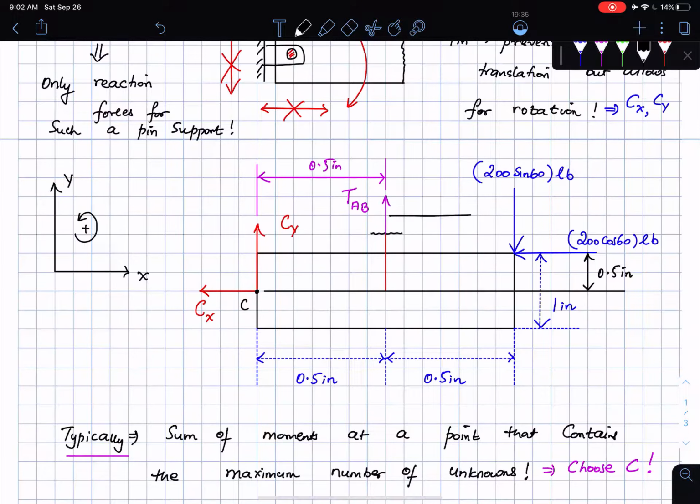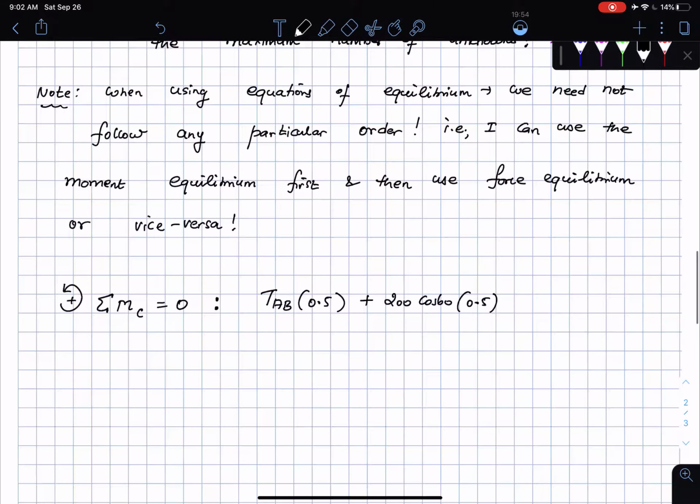Because this distance is also 0.5 here, the total distance to the point C is 1 inch. The right hand rule tells me that this is going to be a clockwise moment. Fingers of my right hand with the force 200 sine 60, palm faces the point C, curl your fingers into the page. Okay, so this is going to be minus 200 sine 60 times 1, all of them set to 0.